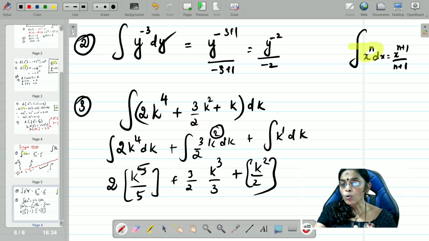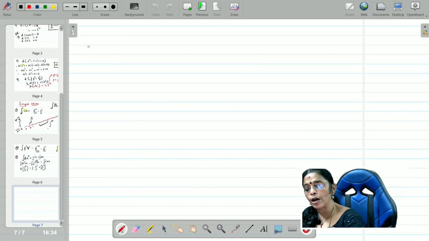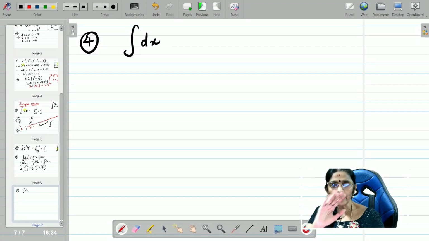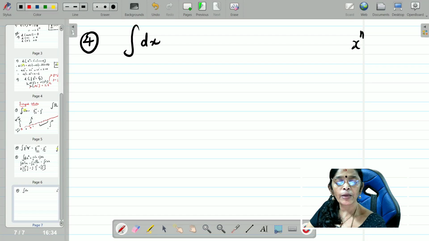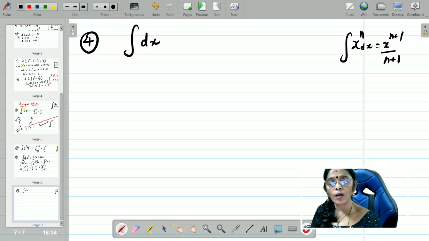Now, without the limits I taught you. Now, with the limits I'm going to teach you. Now, wait and watch. Now, fourth question. Integral of dx. Simply dx. If it is given, then how to substitute in the formula? Because integral x power n dx is equal to x power n plus 1 by n plus 1, right? How to substitute in the formula?